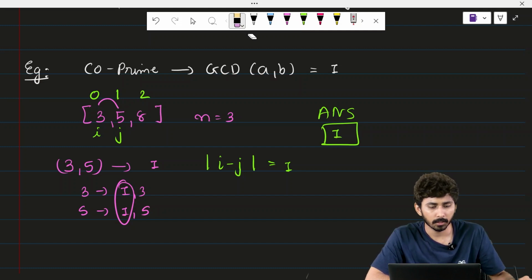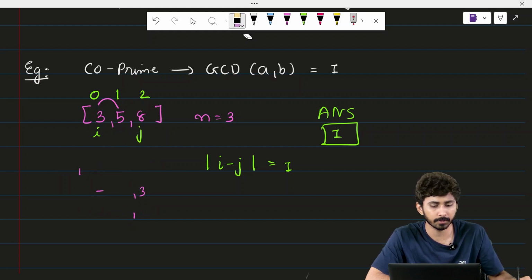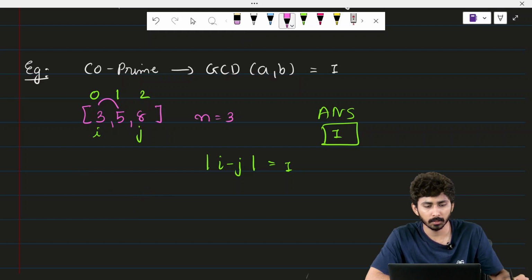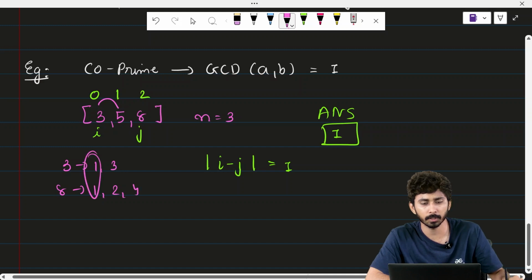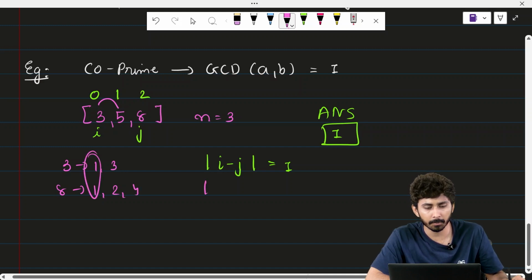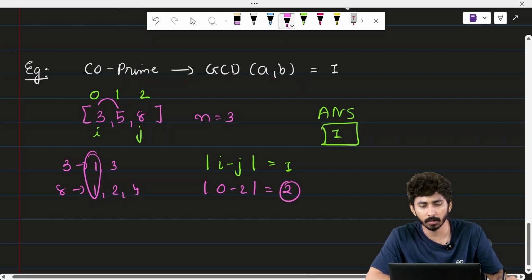Now let's take another pair. Let's take 3 and 8 in this scenario. Are 3 and 8 co-prime of each other? Let's see. 3 has 1 and 3, and 8 has 1, 2 and 4. Yes, the greatest common divisor is 1. And what is the i minus j difference? 0 minus 2, modulo, I'll get 2. So I got 2, and it is greater than the answer, so update it to 2.